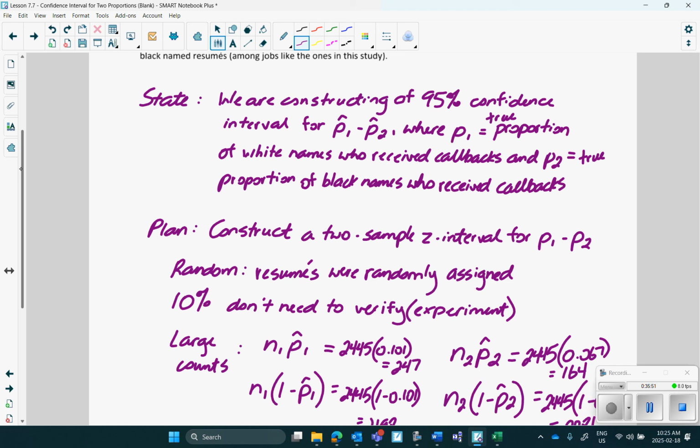For the first sentence, we're constructing a 95% confidence interval for the difference of two proportions, and the plan is just to choose. Did I get my notation right? No, you're right. I did it again. Yeah, that makes sense. Thank you.